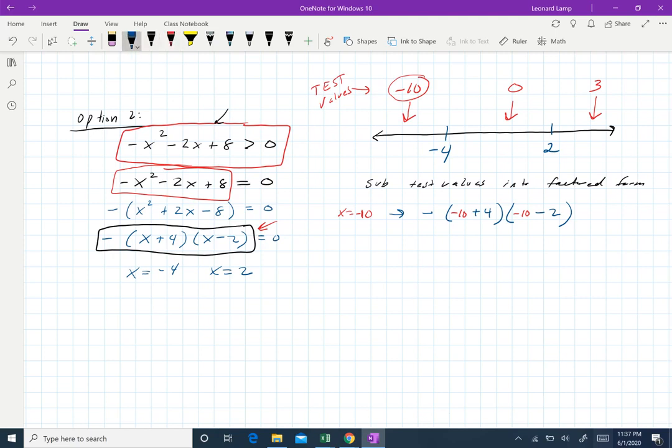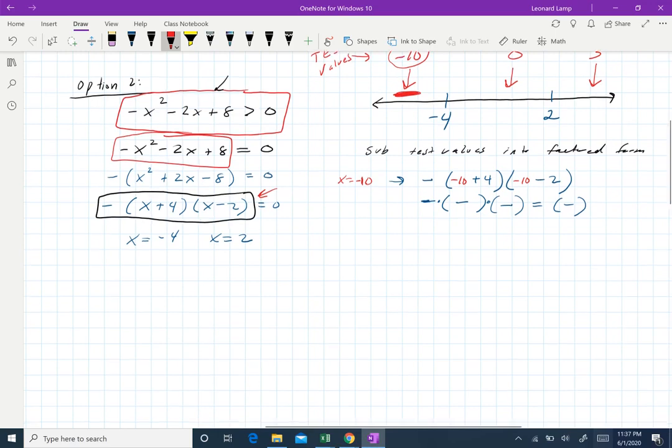Notice that this is a negative. I don't care about the number, I just want to know is it a positive or negative number. -10 + 4, negative. -10 - 2, negative. If I were to multiply a negative times a negative times a negative, that would equal some negative number, right? So I'm going to represent this right here as a negative. Then I'll show you its relevance to the graph in just a second.